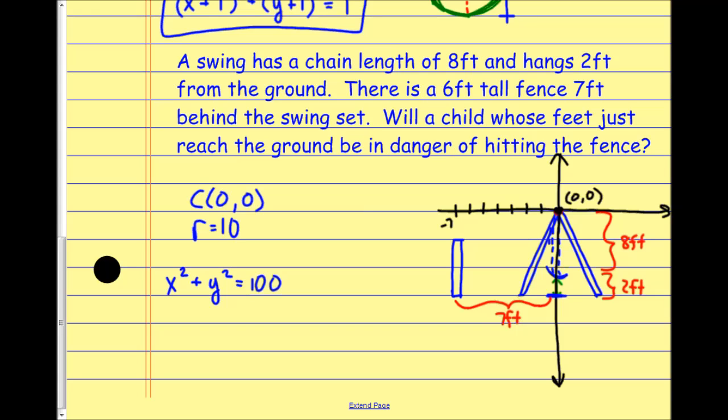And so what I'm going to do is an xy chart here. And I'm just going to find the value of y when x equals -7. So I'm going to plug this in. So I've got a -7 for x. And then what I have here is 49 plus y squared equals 100. I'm going to subtract the 49 from each side. I'm going to solve this for y. So I get y squared equals a positive 51.